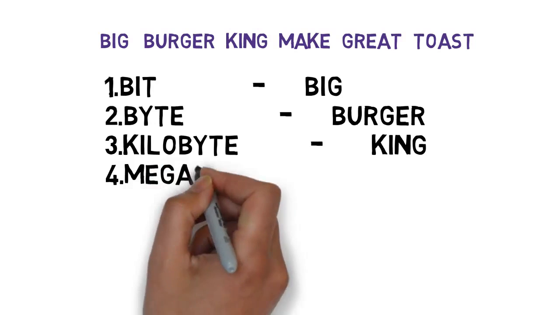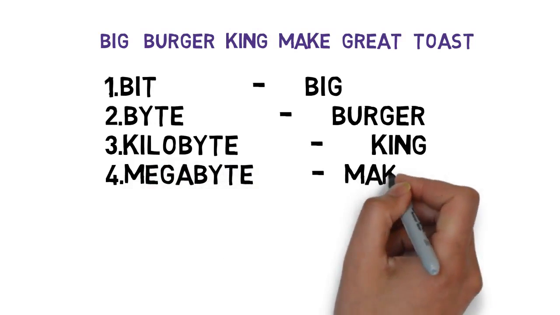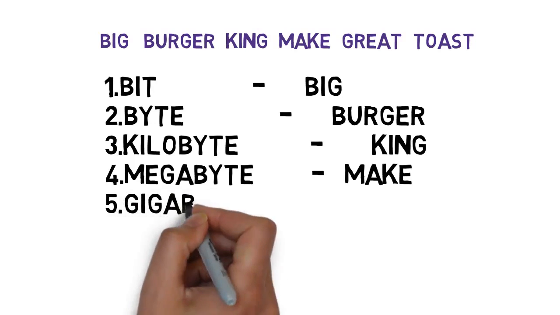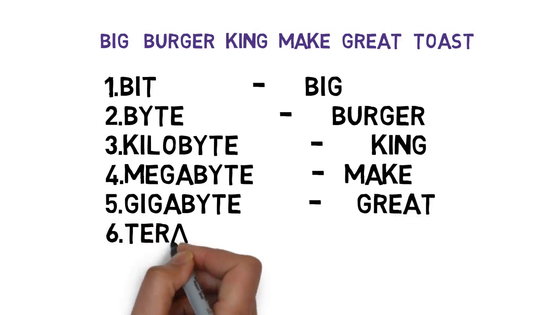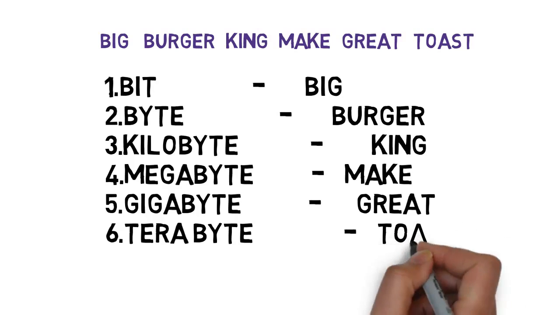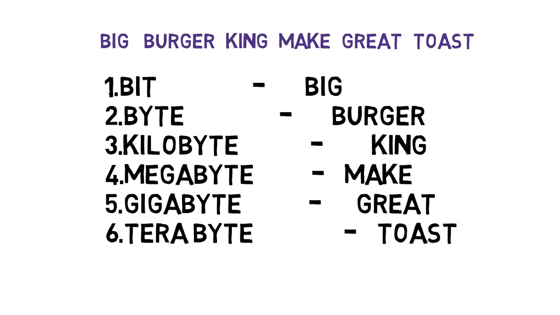See friends, first the smallest one is bit, second is byte, third kilobyte, fourth megabyte, fifth gigabyte, sixth terabyte. The smaller one is bit, the larger one is terabyte. But how to remember this order? See friends, let us assume some new words related to my previous videos.